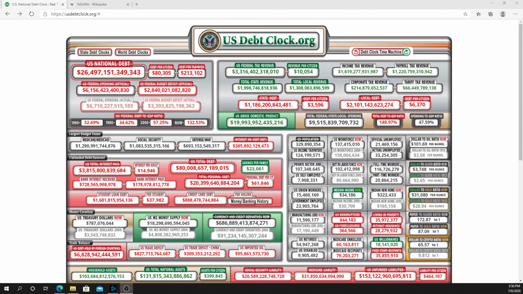Okay, so we're going to talk a little bit about the U.S. debt clock here and what it all means. If you notice, take a look at U.S. federal tax revenue. It's going down. Income tax revenue going down. Payroll tax revenue going down. Total state revenue going down. Total local revenue going down. Corporate tax revenue going down. Tariff tax revenue going down.